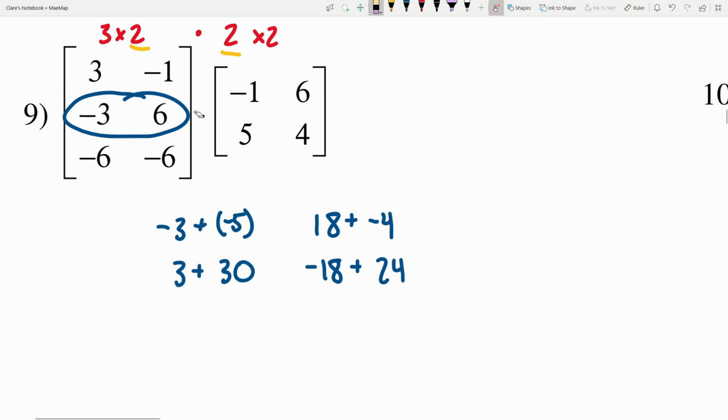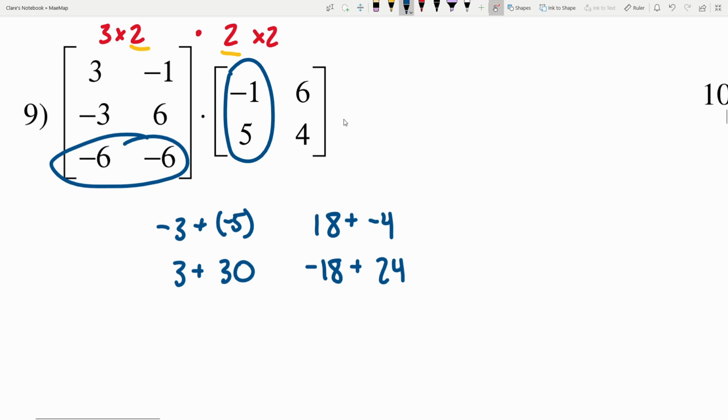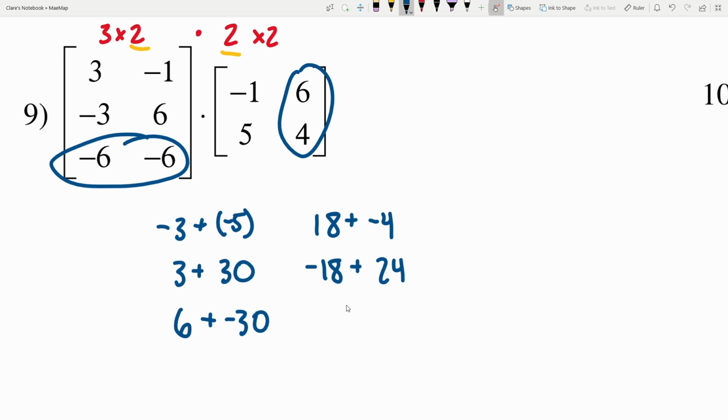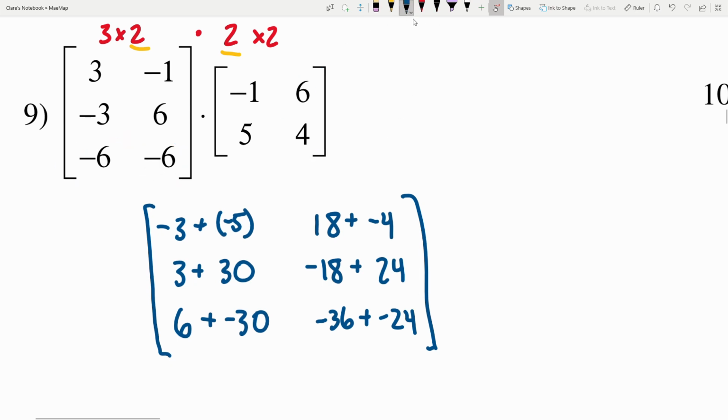And then lastly, my third row, I'll dot that with my first column, so I'll get negative 6 times negative 1, which is going to be a positive 6, plus negative 6 times 5, which is negative 30. And then, lastly, that third row, dot it with the second column of the other matrix. 6 times negative 6 is negative 36, plus negative 6 times 4, which is negative 24. And remember, adding a negative is the same as subtracting a positive, so however you want to think about this is perfectly fine. Now, let's just simplify.